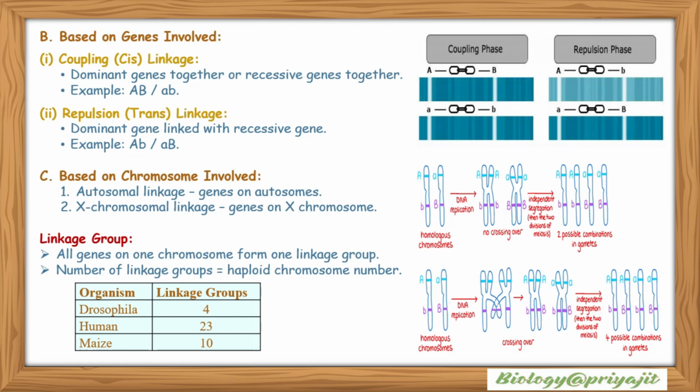Based on genes involved, there is coupling or cis linkage, where dominant genes are together or recessive genes are together, for example capital A capital B or small a small b. Repulsion or trans linkage: the dominant gene is linked with a recessive gene, for example capital A small b or small a capital B. Based on the chromosome involved, when the linked genes are present on the autosomes, it is called autosomal linkage, and when the linked genes are present on the X chromosome, it is called X chromosomal linkage.